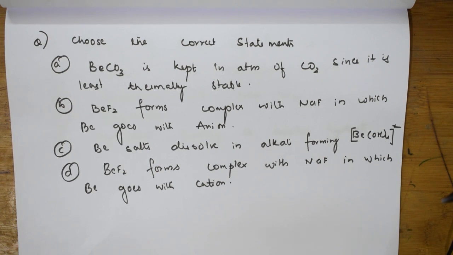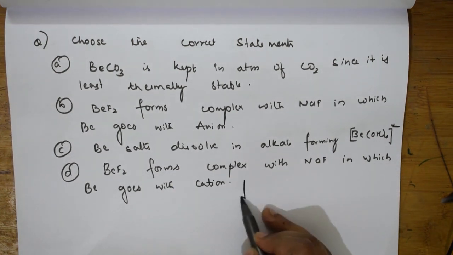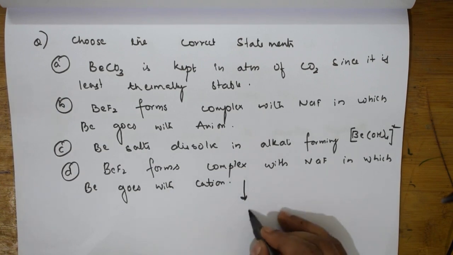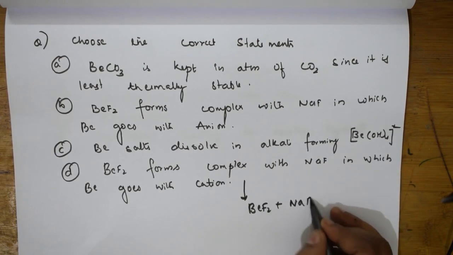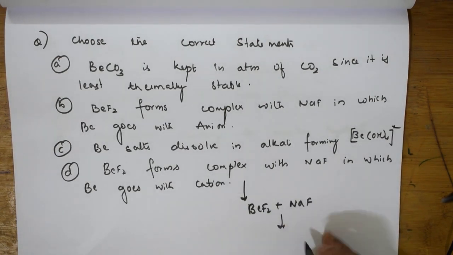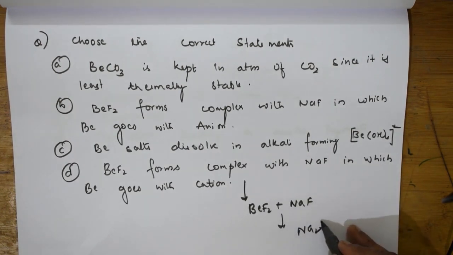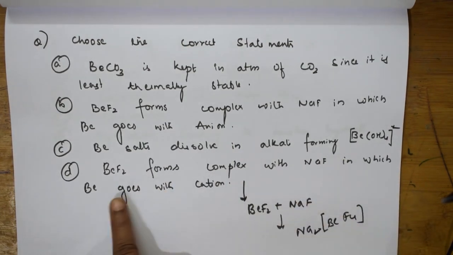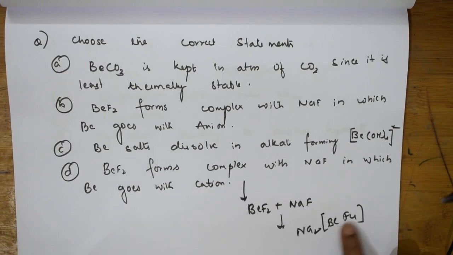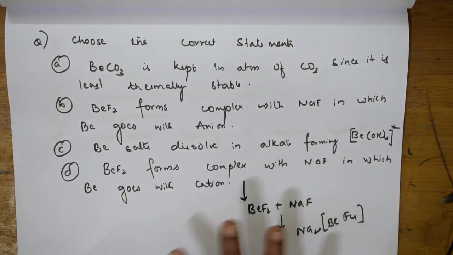So I need to remember the concept. Okay, let me see this if I can justify. What is this particular one? BeF2. Okay, let me see. Beryllium F2 combines with NaF. Fine. What is that? It's going to form a complex, that is Na2. If I take 2 moles of this, Na2BeF4. Okay, so here they said BeF2 forms complexes with NaF in which beryllium goes with cation, but beryllium is going with anion, right? So my whole analysis is really wrong.